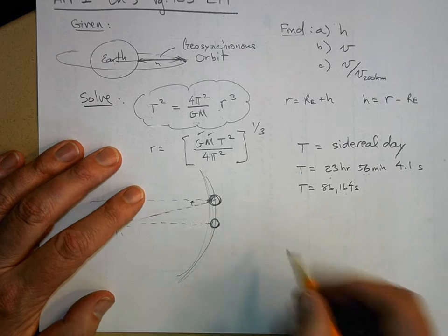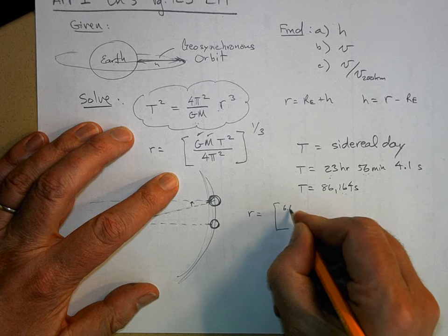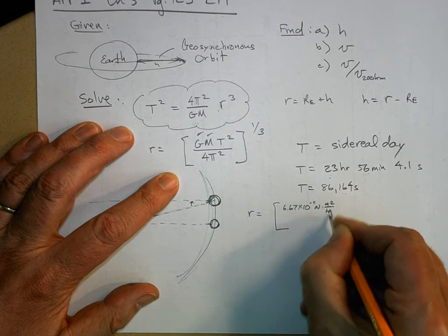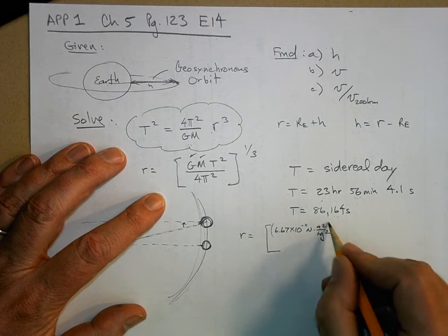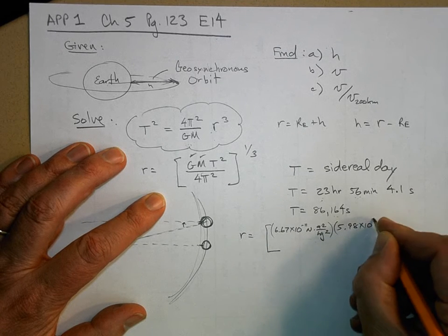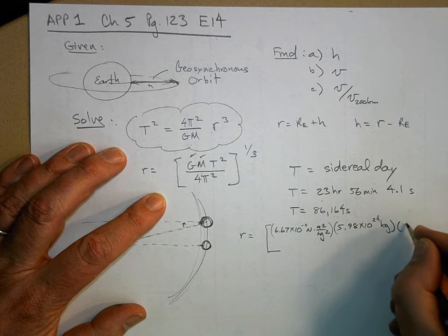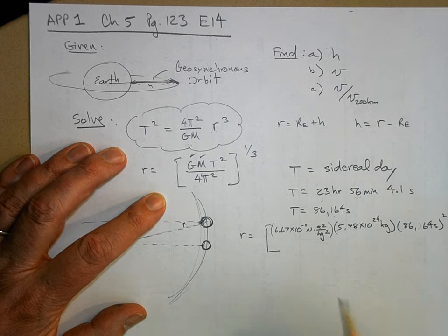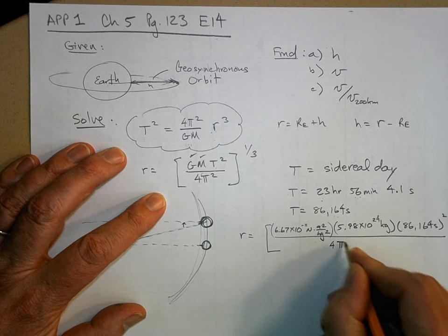Now I can plug that in here. So now I can say that my radius is equal to 6.67 times 10 to the negative 11 Newton meter squared per kilogram squared. Hope you can see that. Times the mass of the Earth. Well, everybody knows it's 5.98 times 10 to the 24 kilograms. Times the period squared. Well, that's our 86,164 seconds. Square that. Divide all of this by 4 pi squared.